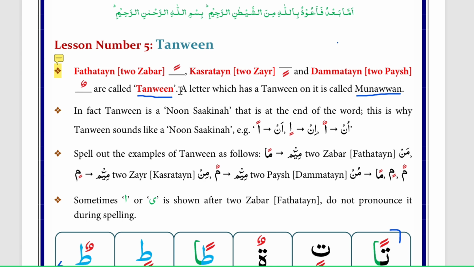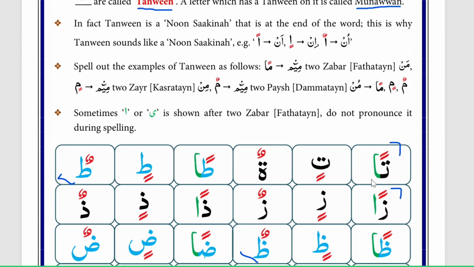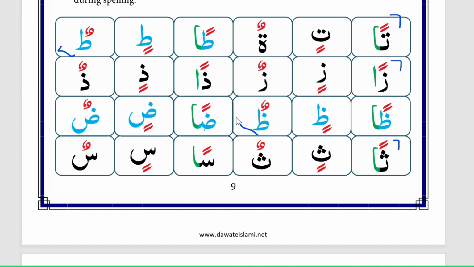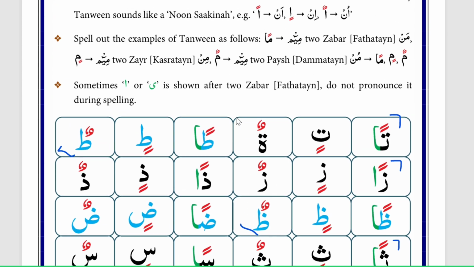Next question is, what is called munawwan? A letter which has a tanween on it is called munawwan. So this ta letter has a tanween on it. This ta letter, similarly this ta letter. So all these letters are known as munawwan. In this lesson, each and every letter has a tanween on it. So you can say these all letters are called munawwan.